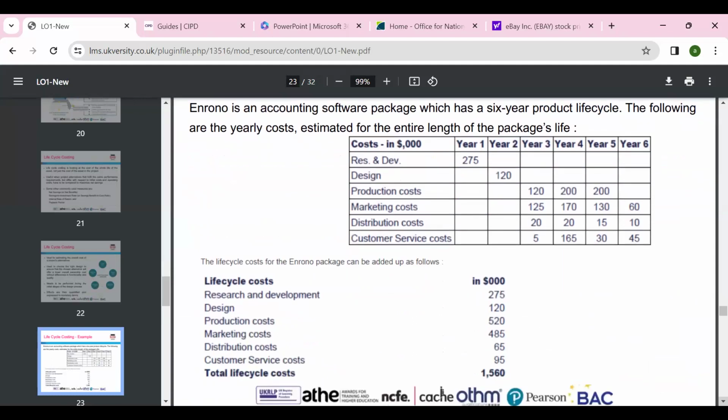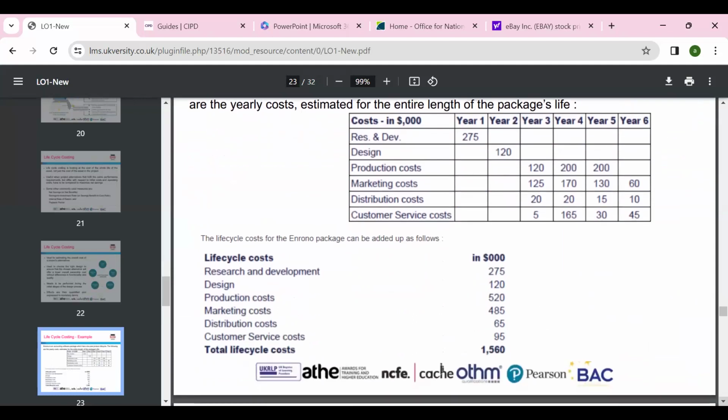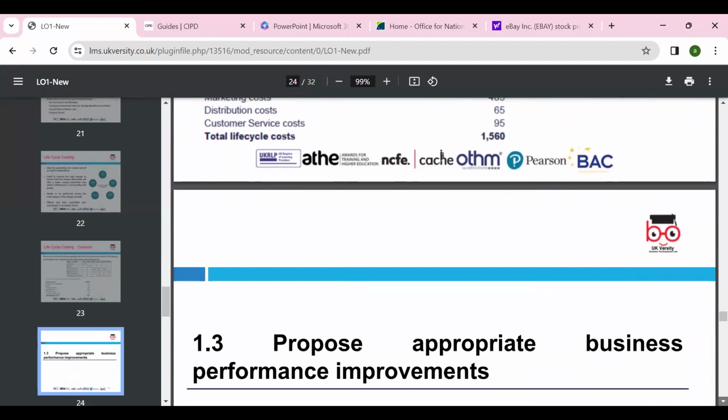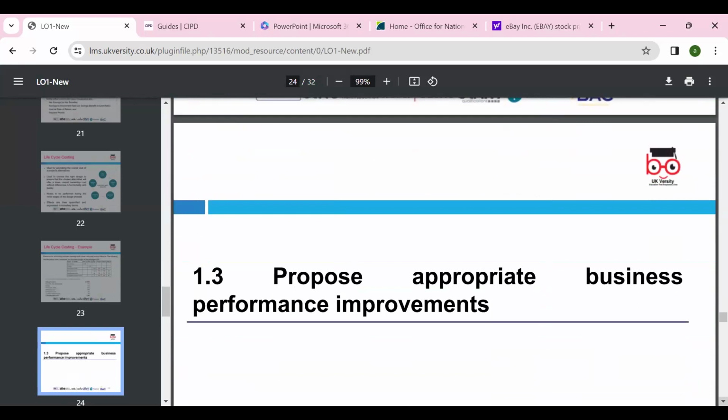So we can look at the life cycle costing across research and development, production, and marketing, which we just mentioned, and we add them up to get the total life cycle cost, which we can calculate.